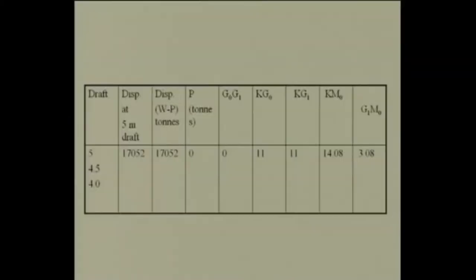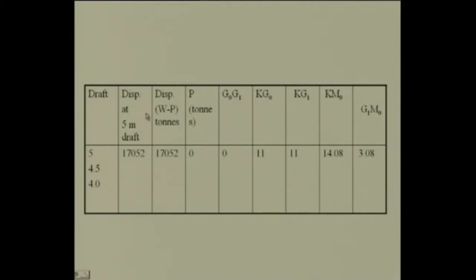So, there is no such thing as which is better, but usually they use this one, Kg, because for the other one you need Km0 from the hydrostatic data. Kg is known always, because it is a very important thing. Km is not that commonly used. Because of that, we will use this one, Kg, instead of Km. So, this formula is more useful than the other formula, though both are the same.